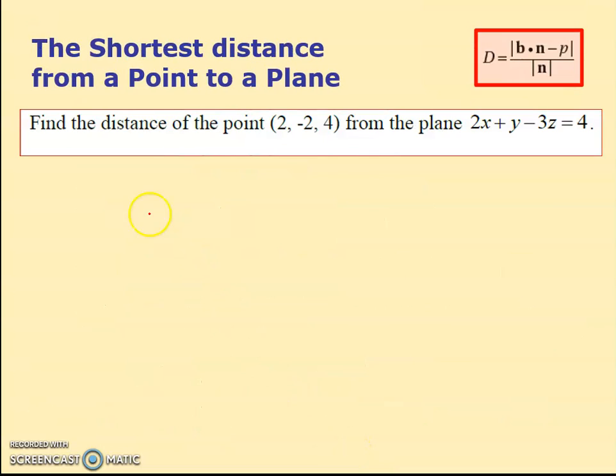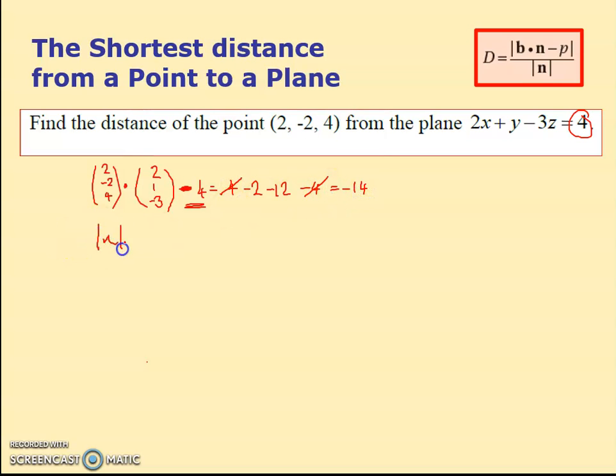Here's another example, almost identical. So I've got a point here. The very first thing I can do is use the 2, minus 2 for the point, what they've called the B. I dot it with my normal, which is this 2, 1 and minus 3, and I see what I get. Oh, actually, it also says minus the P, so I might as well do it at the same time. The P is this 4 here. So let's do that. 4, I get minus 2, I get minus 12, and don't forget this minus 4 as well. Oh, so they effectively cancel. I get minus 14 for the top line.